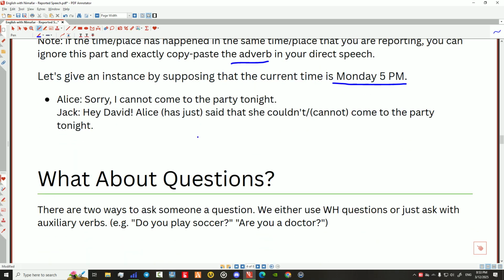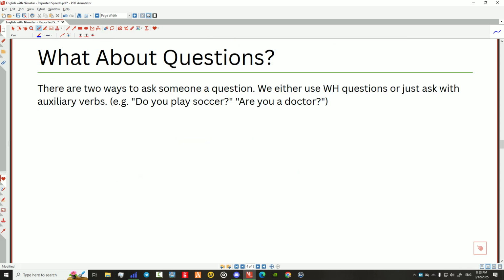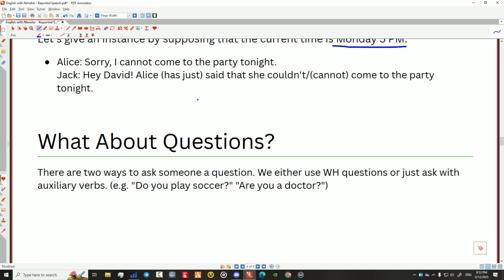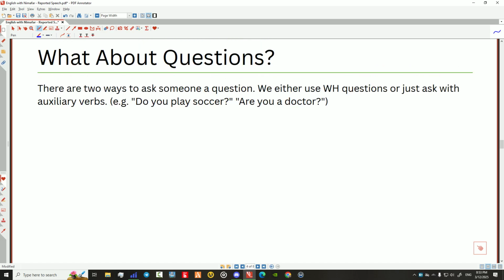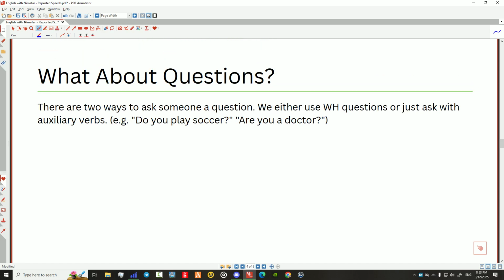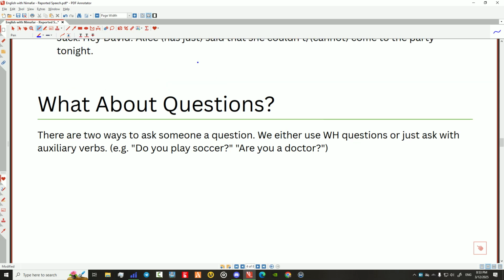So, for this part, I think we should have a series of classes for this topic because we are just 50% halfway there. What about questions? There are two ways to ask someone a question. So, for this topic, you have to know the basic concept, the fundamentals of English.